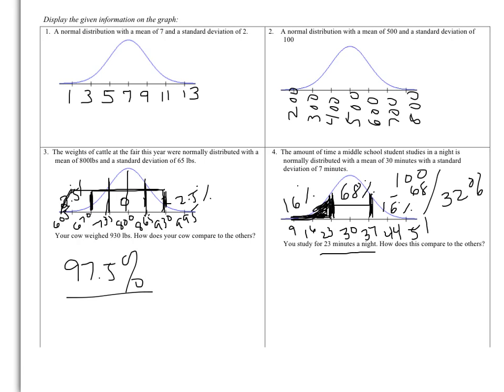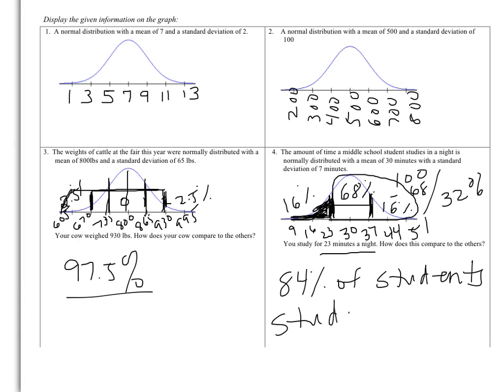So you could say that you study only 16% more than most people, or if you're really thinking about it, if you do 68 plus 16, that's 84%. 84% of students study more than you. That would be how you would say that. All right, go ahead and try the next one.